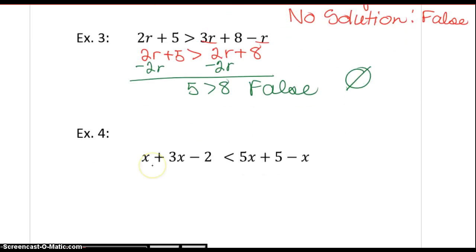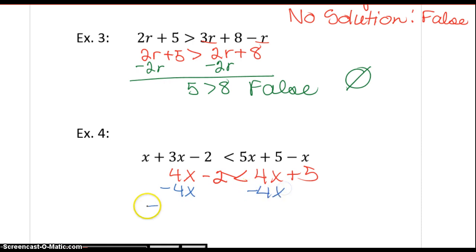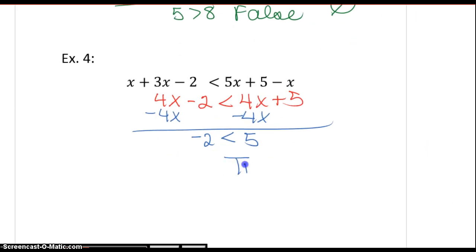The next example, simplifying the left-hand side, we have 4x minus 2 is less than 4x plus 5. Subtract 4x from both sides. We have negative 2 less than 5, which is always true. So our answer would be true for all real numbers. And that's it for today.